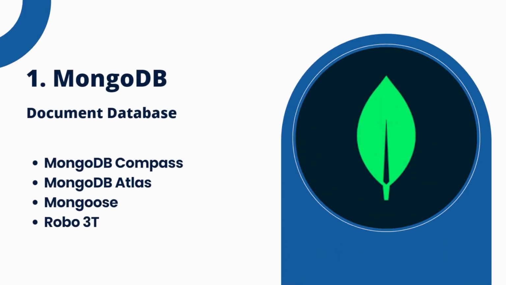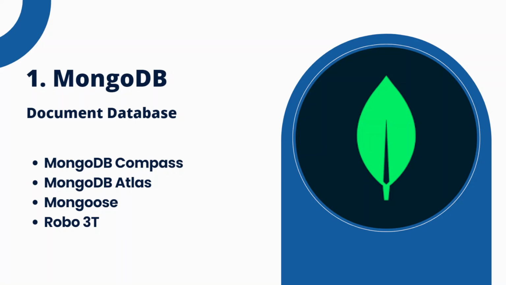So now let's move on to MongoDB. It is something we all know in this semester. It is a document-oriented NoSQL database. MongoDB stores data in flexible JSON-like documents, making it suitable for a wide range of applications. MongoDB has some tools associated with it, which are MongoDB Compass, MongoDB Atlas, Mongoose, and Robo 3T.